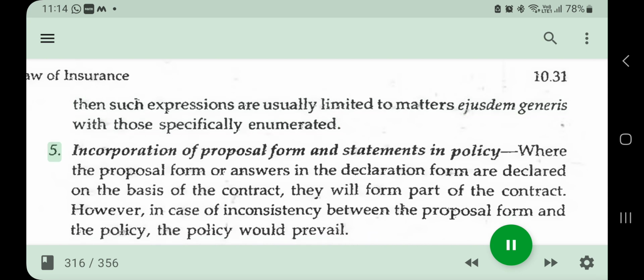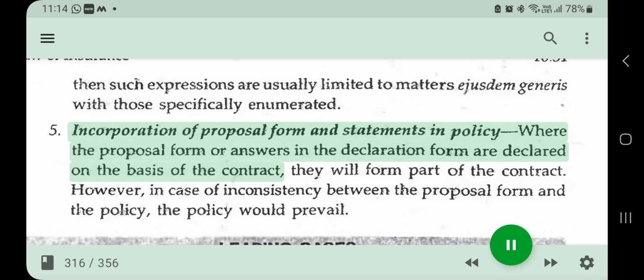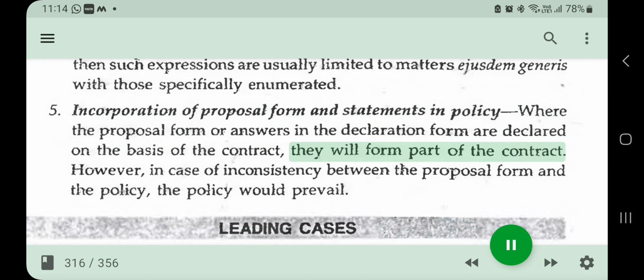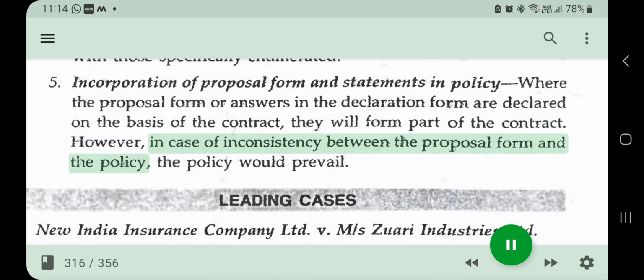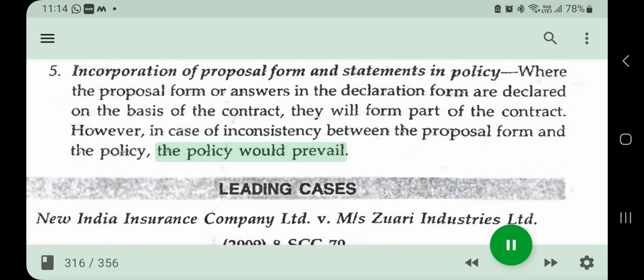5. Incorporation of proposal form and statements in policy. Where the proposal form or answers in the declaration form are declared on the basis of the contract, they will form part of the contract. However, in case of inconsistency between the proposal form and the policy, the policy would prevail.